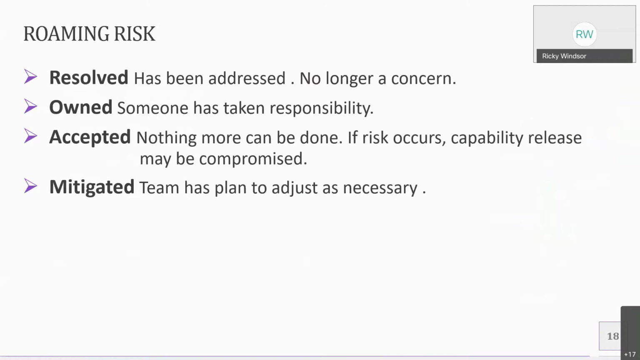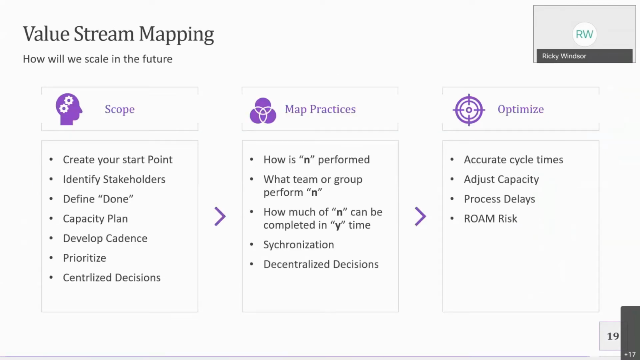So looking at how that applies from a risk perspective, there's an acronym called ROAM, which is resolving the risk, owning the risk, accepting the risk, and mitigating the risk. A large aspect of value stream mapping. And I'll just kind of go through it. So the big piece is understanding the scope, or mapping your practices, and then understanding how to improve those.